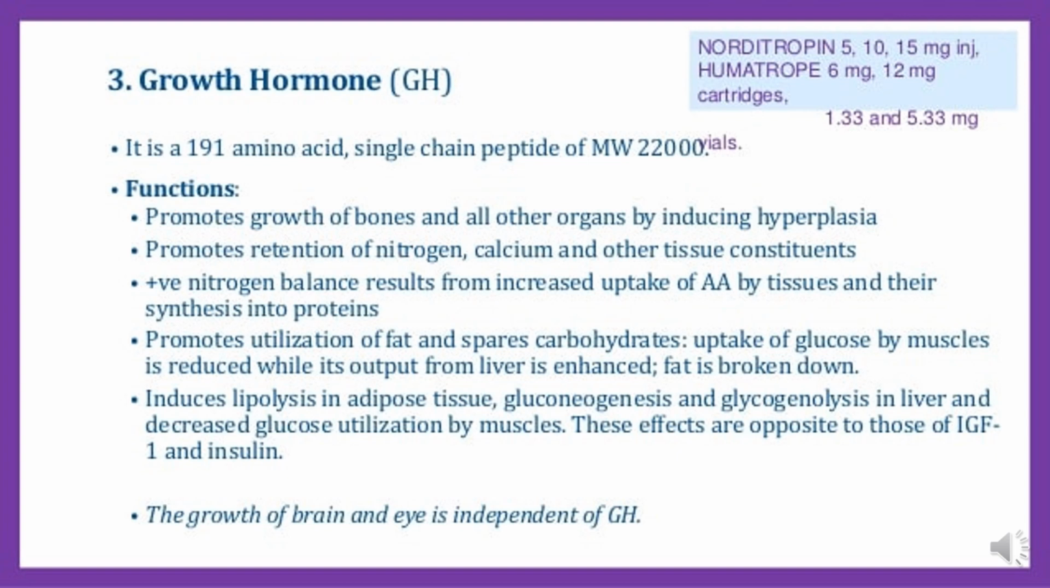The third one is the growth hormone. It is a peptide hormone which contains 191 amino acids. Its function is to promote growth of bones and all other organs. It promotes the retention of nitrogen, calcium, and other tissue constituents. It promotes utilization of fat and spares carbohydrates. It induces lipolysis in the adipose tissue.